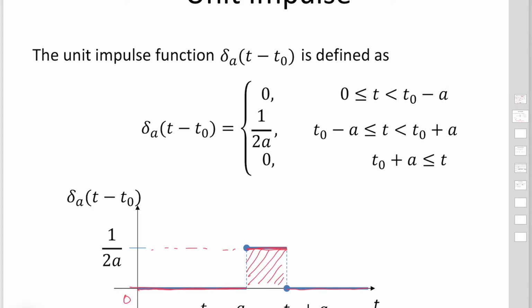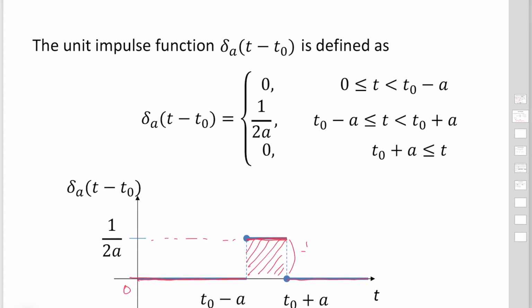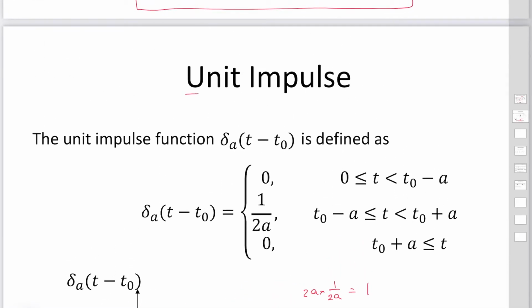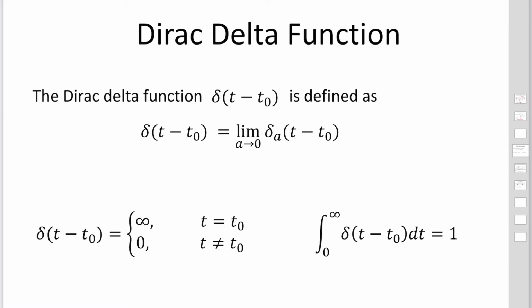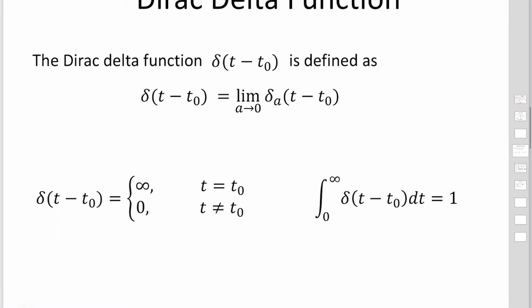Actually, if you calculate the area of this region, the height is 1 over 2a and the width is equal to 2a. The height times the width is 2a times 1 over 2a, which becomes 1. So the area under this function is 1. Because of this, we call it the unit impulse. Using the unit impulse, we'd like to introduce the Dirac delta function. The Dirac delta function is defined with the unit impulse by this equation. As a approaches 0, the unit impulse delta sub a approaches the Dirac delta function.